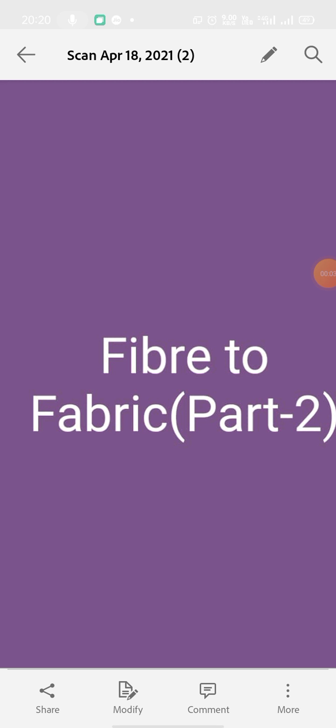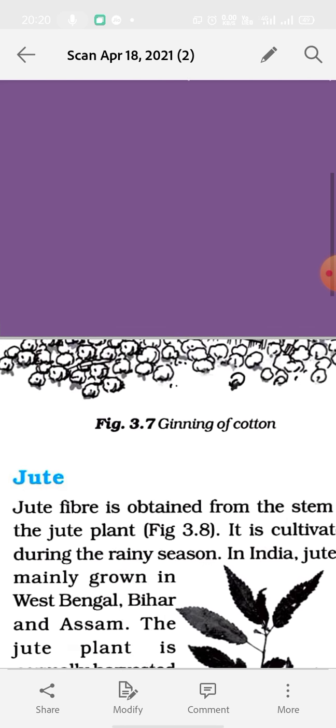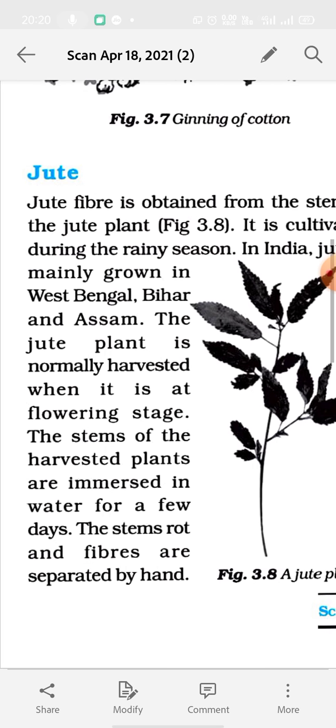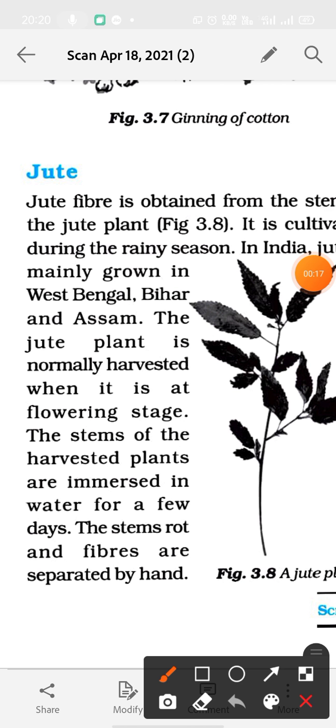So here is part 2 of Fibre to Fabric. In the last class we studied what fabric is made of. Yes, so our next topic is jute. What is our next topic? Jute.